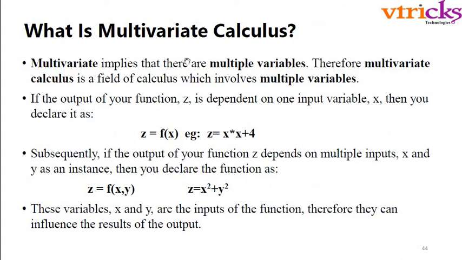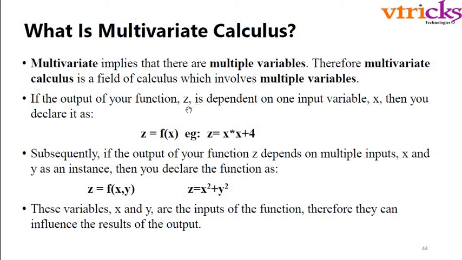So then what is multivariate calculus? Multivariate implies that there are multiple variables. So we are talking of one variable, two variables. Now you can have a function of 3 variables, 4 variables. So when we have multiple variables, we call it multivariate calculus. So multivariate calculus is the field of calculus which involves multiple variables.